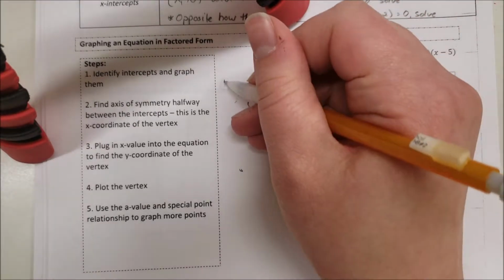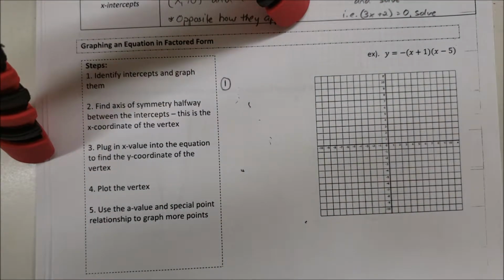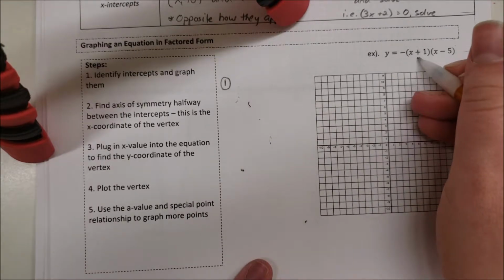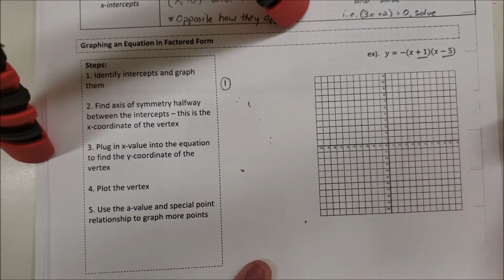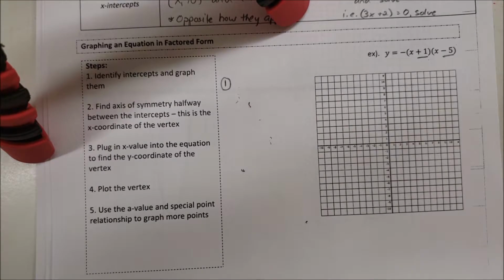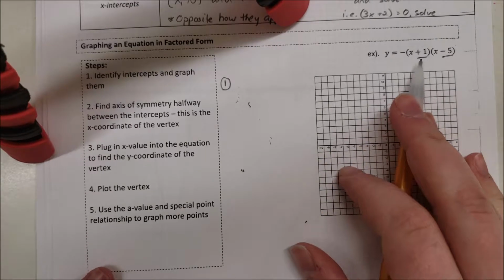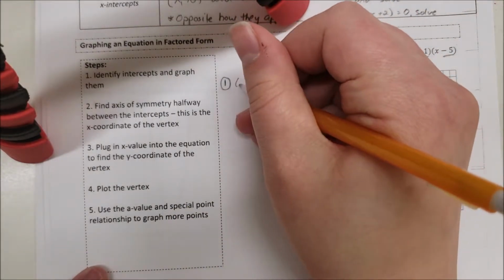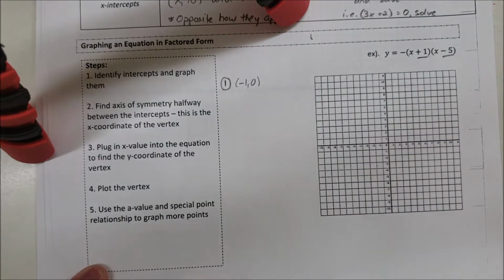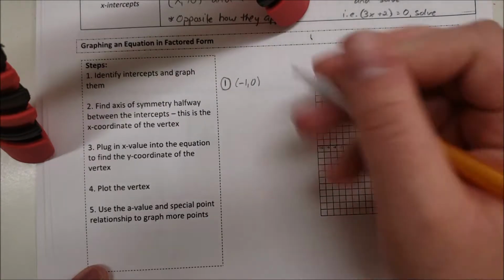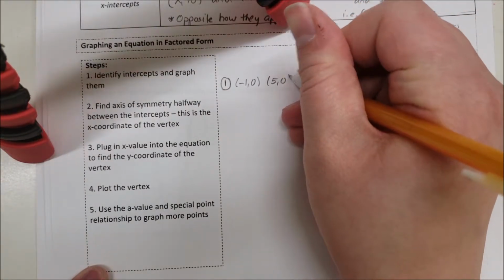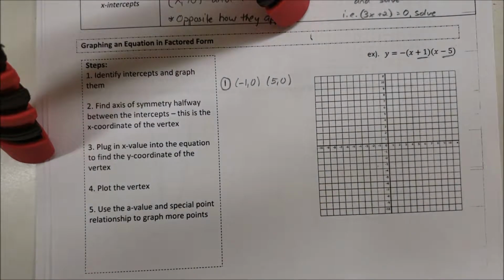So step number 1 says that we need to identify the intercepts and then graph them. Well, we know in factored form they're talking about the x-intercepts, and those come by looking at the equation. The two numbers in the parentheses we know are going to be the x-intercepts, but we need to be careful. I know that the actual intercept is opposite of how it appears in the equation. So when I see a +1, I know that means I actually have (-1, 0) as an intercept, and -5 means that I have an intercept of (5, 0). So take the opposite of what you see.